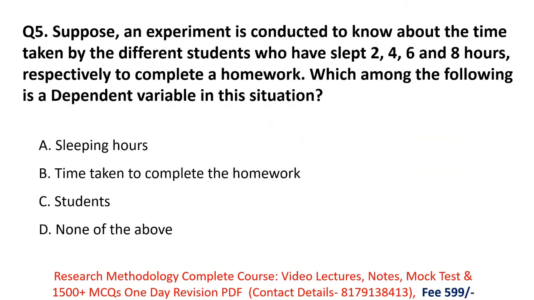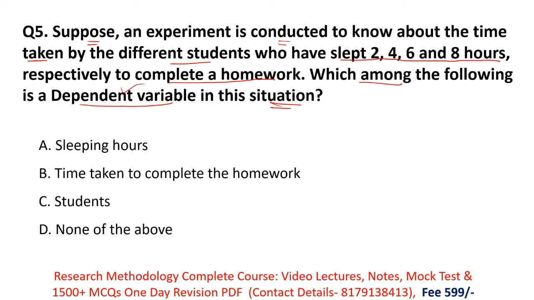Next, suppose an experiment is conducted to know about the time taken by different students who have slept for 2, 4, 6 and 8 hours respectively to complete a homework. Which among the following is a dependent variable in this situation? So what they are asking is, they have performed some experiment on students for completing their homework. In this example, we have to find which variable is the dependent variable.